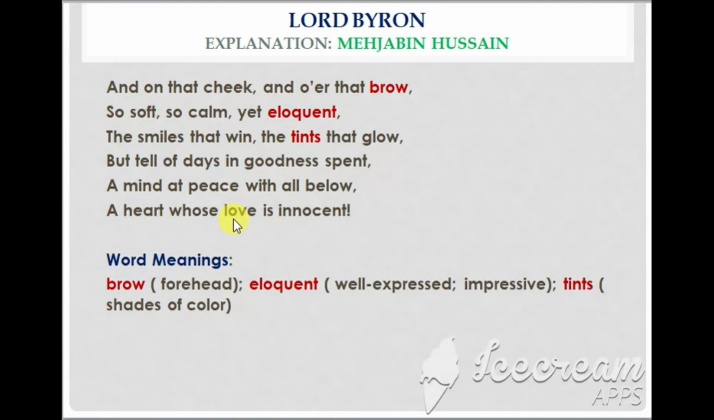Her heart cannot have any hatred, any malice, any complicated feelings. A heart whose love is innocent. Her eyes look divine, her movement is beautiful, her forehead, her cheek, her smiles, everything looks glorious. And by looking at her, the poet can only come to the conclusion that such a beautiful lady can love another person only innocently. She cannot have any kind of malice or ulterior motive when she demonstrates her love to another person.